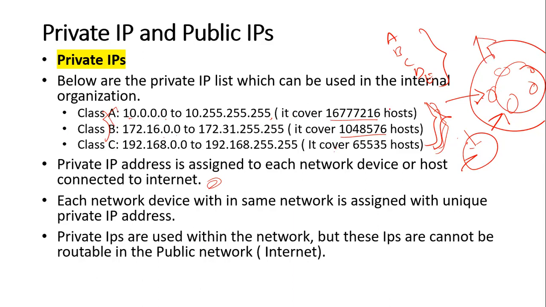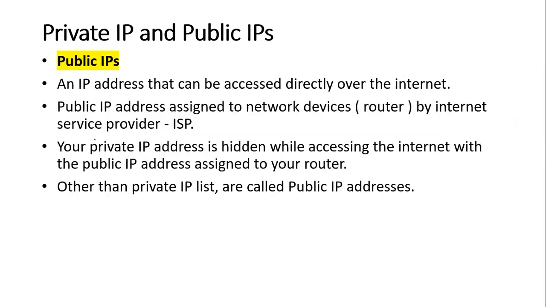This is about private IP addresses and public IP addresses. Except private IP addresses, everything else we can call public IP addresses. These public IP addresses can be accessed directly over the internet, and they are provided by your internet service provider, that is the ISP. Public IP addresses are assigned to the network device, we can say the router, by the internet service provider. How does the internet service provider get public IP addresses? They have to purchase them from IANA.